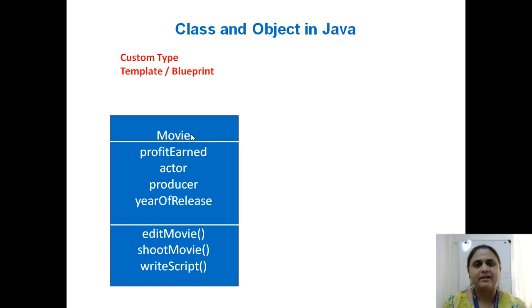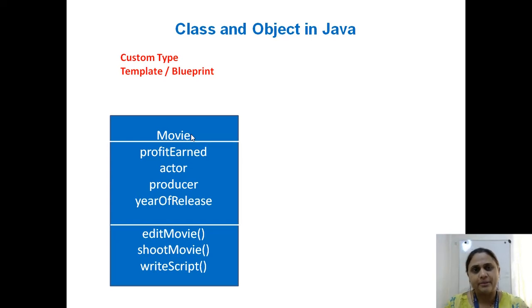So movie as a category will behave in some way. What different behaviors or methods can we have in this specific class? That is edit movie, then shoot movie, then I can have write script for movie. So these all are what? The behaviors of this specific movie class, right? So here this movie is treated as my custom data type, and it will also act as a template or a blueprint for any variable of type movie.